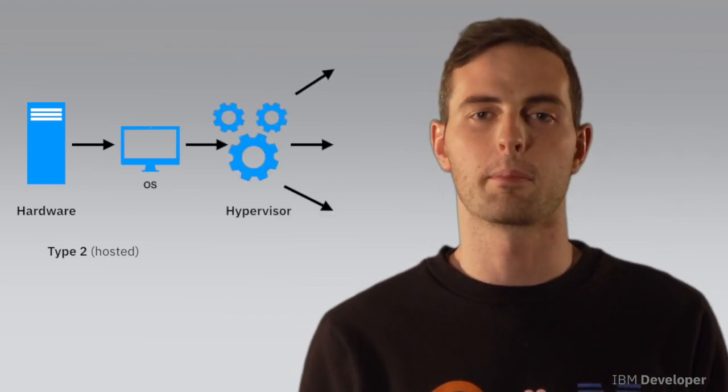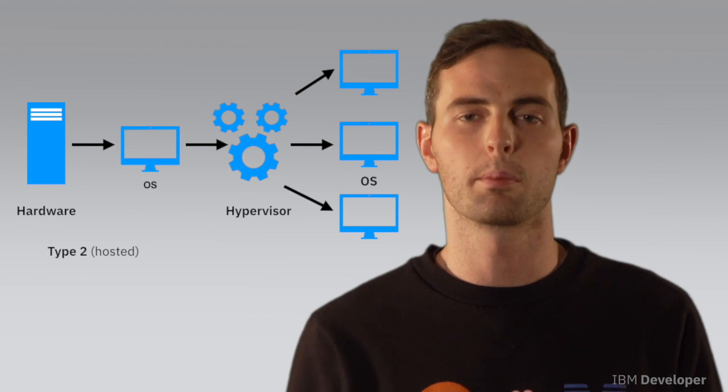The second is a Type 2 or hosted hypervisor. These behave more like a software application and are installed on top of an operating system. Within the host, these can be started and stopped on top of the operating system.